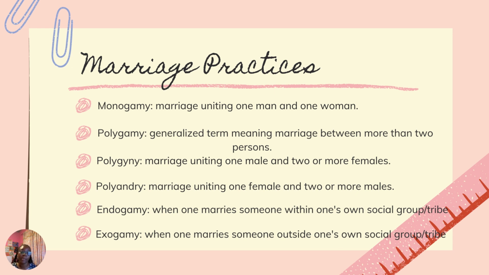Then we have the practice of endogamy. Endogamy is when one marries someone within one social group or tribe. So in Africa, if I'm from the Igbo tribe and I get married to someone from the Igbo tribe, I am practicing endogamy. Or let's use Jamaican terms. If I am rich and I get married to someone who is rich too, then I'm practicing endogamy in the same social group. Then we have exogamy, where one marries someone outside one social group.